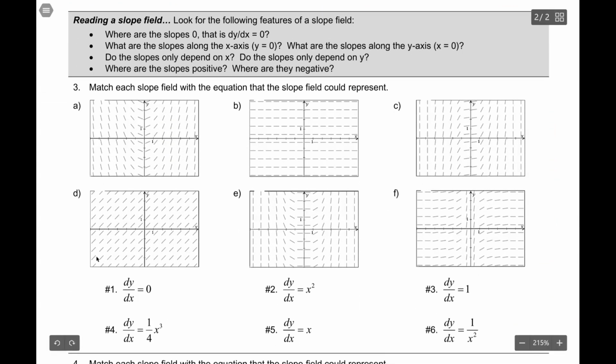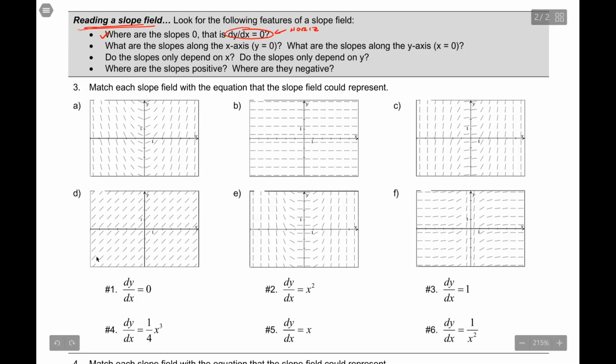Next thing I want to talk about with respect to slope fields is how to read a slope field. And that's to determine what the slope field is telling you about the particular solutions at a specific point, and can you match it back to an actual differential equation. So I got 4 bullet points here to look for. The first one is, where are the slopes 0? That is, where does dy/dx equal 0? And we know that if we have a rate of change equal to 0, we have a horizontal line.